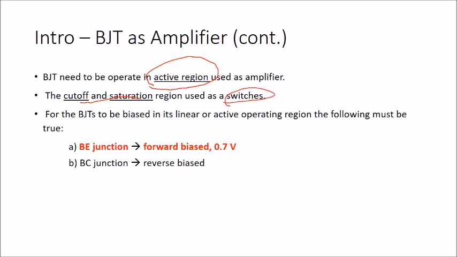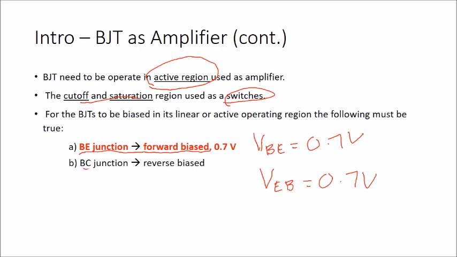For the active region, what you need to remember is the BE junction is always forward biased and the value is 0.7, the same as silicon. So for the notations, for an NPN transistor, we use VBE, so this is 0.7. While for a PNP transistor, we use VEB because of the opposite current direction. The value is the same, 0.7. The BC junction is always in reverse bias.